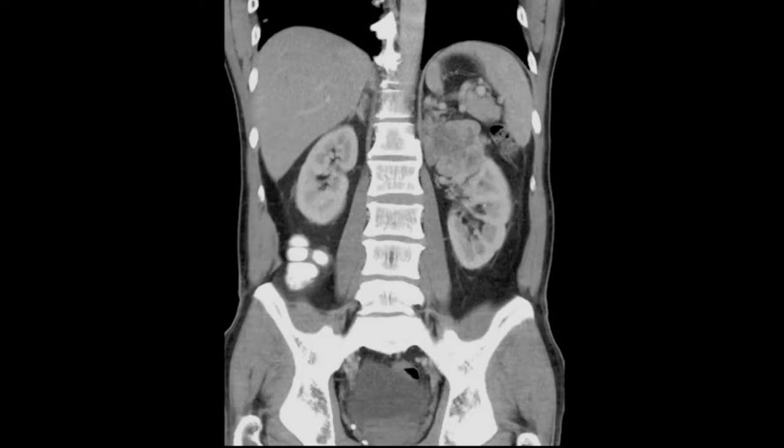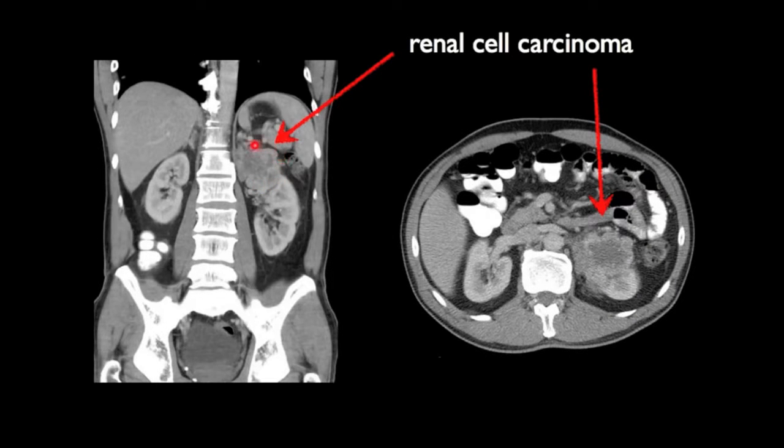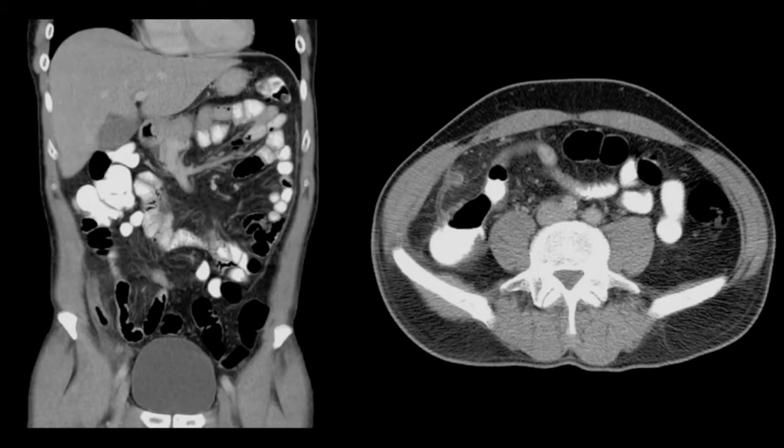Here in the left renal upper pole there is a heterogeneous mass which is quite large and is invading beyond Gerota's fascia and probably getting into the left adrenal gland. This appearance is consistent with a renal cell carcinoma, which was an incidental finding in this patient, but obviously a very important one. So there you have it, some CT features of acute appendicitis.